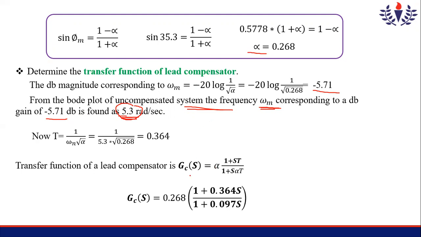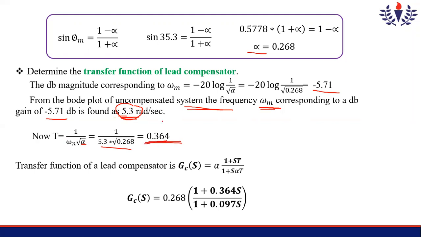What is the lead compensator transfer function? It is alpha into (1 plus s tau) by (1 plus s alpha tau), where tau is the time constant, either T or tau. Now how do we find tau? The time constant tau is equal to 1 by omega n into root alpha. We already know 5.3 and alpha. If we substitute 1 by 5.3 into root of 0.268, we get the time constant tau.